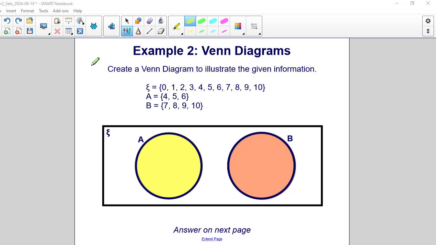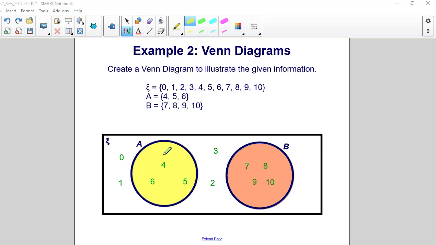Example 2 of Venn diagrams. Create a Venn diagram to illustrate the given information. The universal set is the elements 0, 1, 2, 3, 4, 5, 6, 7, 8, 9, and 10. Set A is the consecutive numbers 4, 5, and 6. Set B is the four consecutive numbers 7, 8, 9, and 10. This is a good time to pause the video and try this on your own. Can you put the proper numbers into their proper places in the circles or in the universe? If you've had a chance to do so, I'm going to proceed and show you what the answers look like.